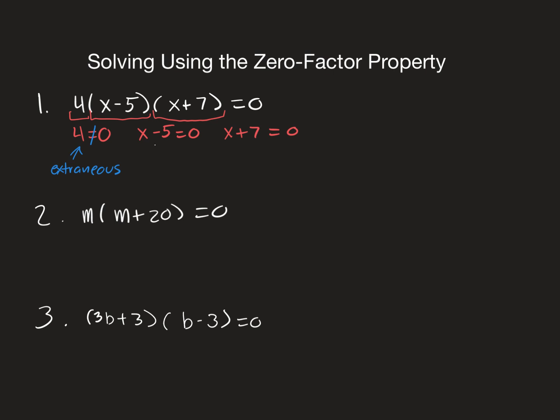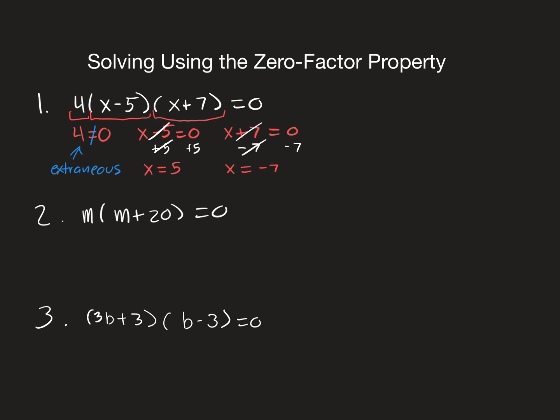They are subtracting 5, so we will add 5. These undo each other, and you'll be left with x equals 5. Now for the other one, they're adding 7, so we subtract 7. This is just like normal solving equation stuff. And we will be left with x equals negative 7.